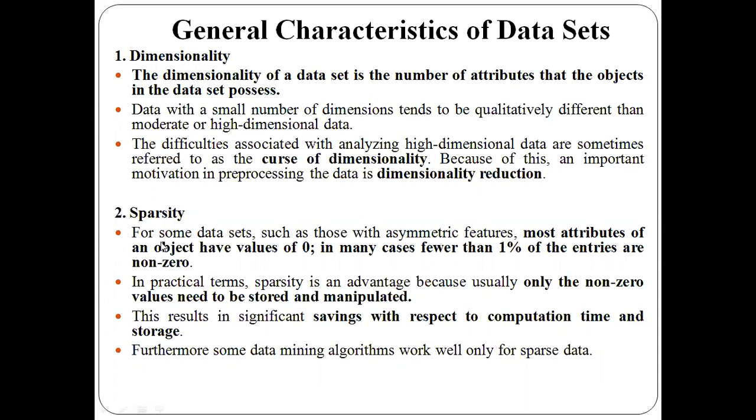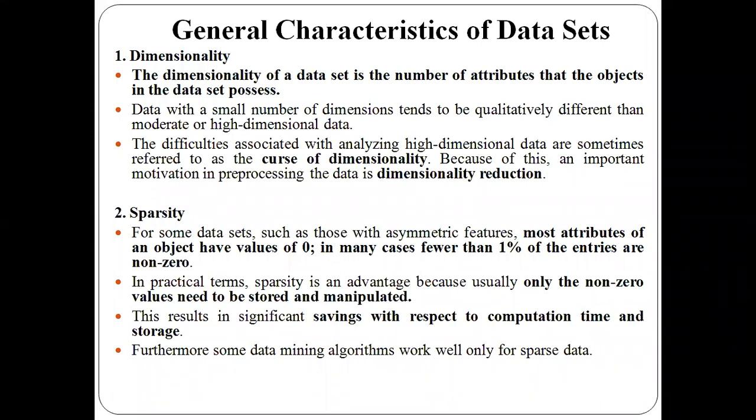The second one is sparsity. Sparsity is the feature or characteristic that is related to asymmetric attributes, where we are more bothered about the presence of values, the non-zero values. If you consider asymmetric attributes, many of the attribute values will be zero.